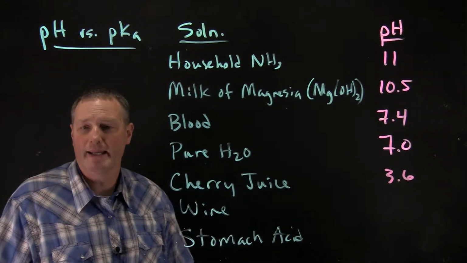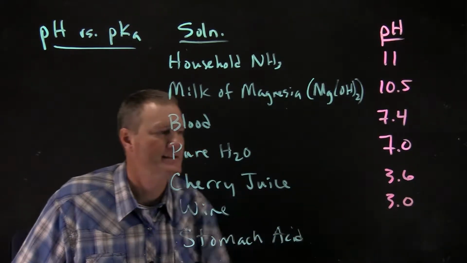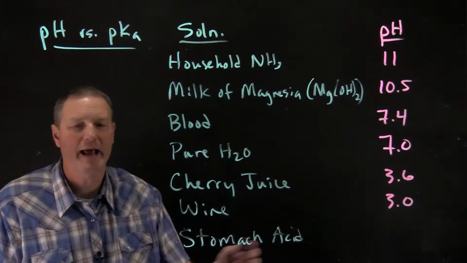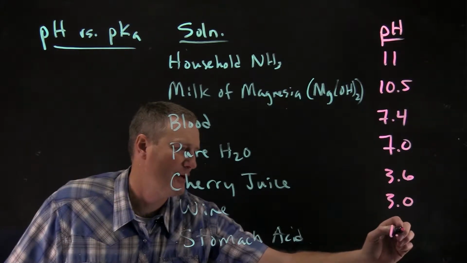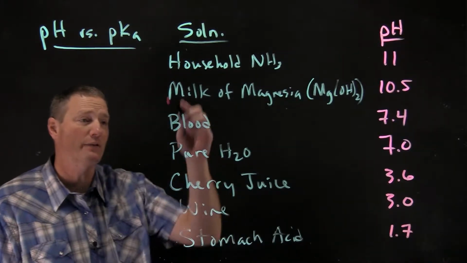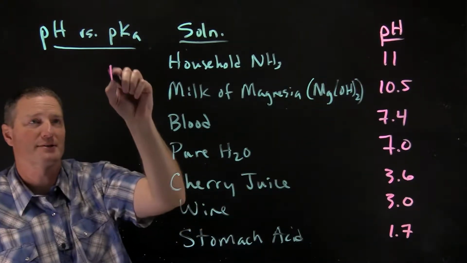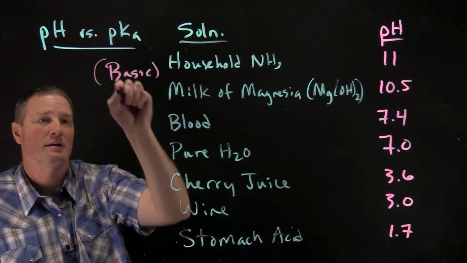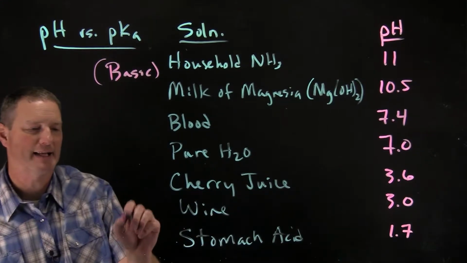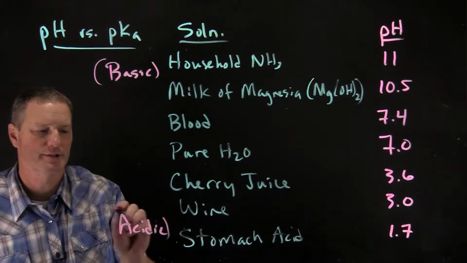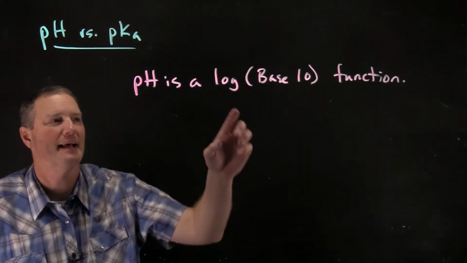If you were to drink wine, it also has a variety of organic acids in it, and this is fairly acidic as well, 3.0. And then lastly, something like stomach acid, you might expect with the word acid in its name, has a value of 1.7. So in our list here, things that are very high on the pH scale, up close to 14, these would be basic solutions. Conversely, as our pH value goes more towards 0, those would be acidic solutions.